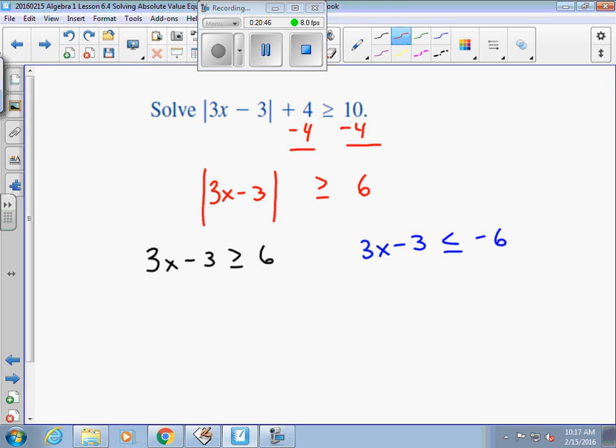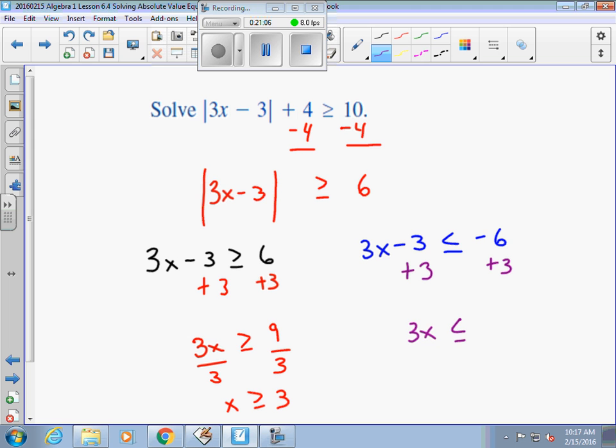Undo minus 3 by adding 3 to both sides. So you have 3x is greater than or equal to 9. Divide by 3 on both sides. X is greater than or equal to 3. That's one of them. The other one, undo minus 3 again by adding 3 to both sides. 3x is less than or equal to negative 3. Divide by 3 on both sides. X is less than or equal to negative 1.